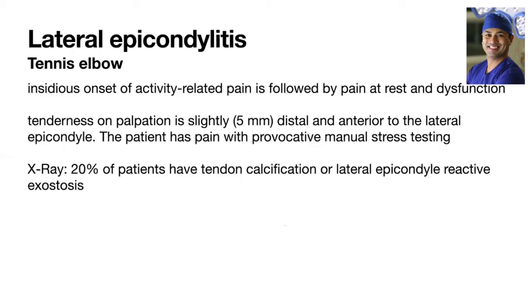But even gripping for a handshake can provoke tennis elbow if it's done a lot. So it's an insidious onset of activity-related pain. And then when it becomes bad enough, the pain is even at rest, and they get functional impairment, weakness.